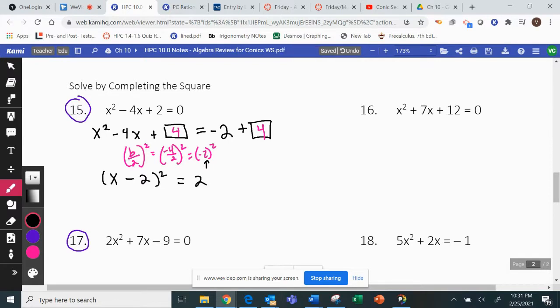Now this says to solve by completing the square, so I'm going to go a little bit further and find the value of x. We're not always solving, but this is a good review topic from the past. To solve, this entire side is squared, so I'm going to square root, but I have to do that to both sides, which means I'll have a plus or minus. x minus 2 equals plus or minus square root 2. Add my 2, and I get 2 plus or minus square root 2, and that is both answers for x.